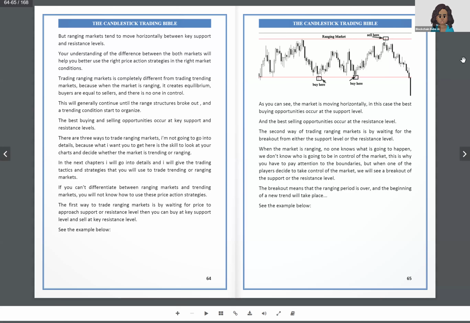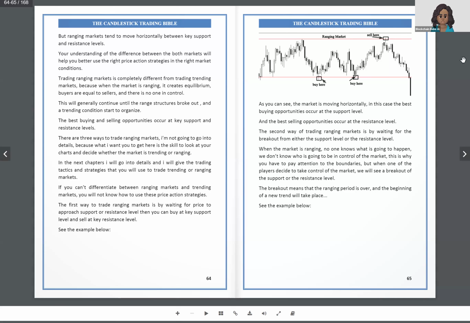Then you can buy at key support levels and sell at key resistance levels. All right. As you can see, the market is moving horizontally. In this case, the best buying opportunities occur at the support level, and the best selling opportunities occur at the resistance level. The second way of trading ranging markets is by waiting for the breakout from either the support level or the resistance level.